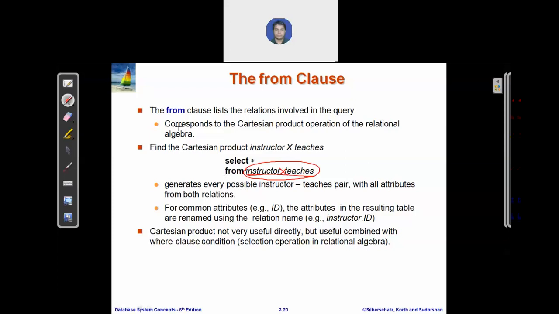So the from clause lists the relations involved in the query. It corresponds to the Cartesian product operation of relational algebra, so it generates every possible instructor and teacher pair if we pass these two tables as input to the from clause.